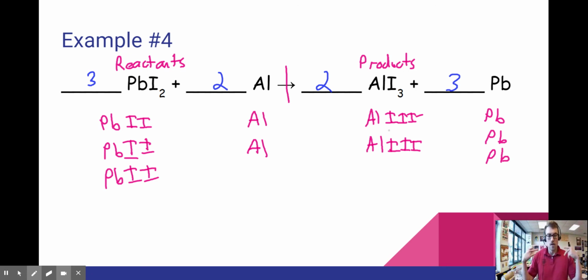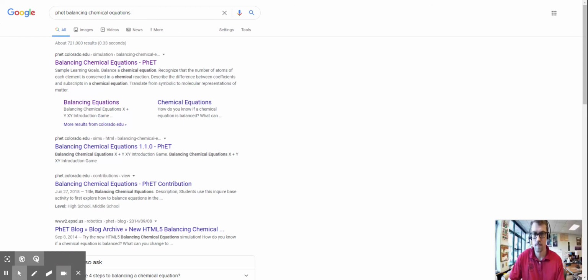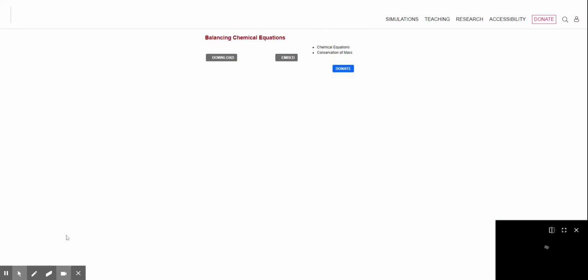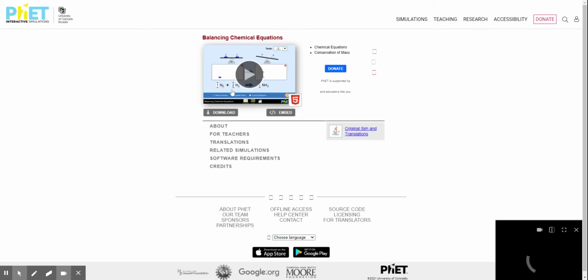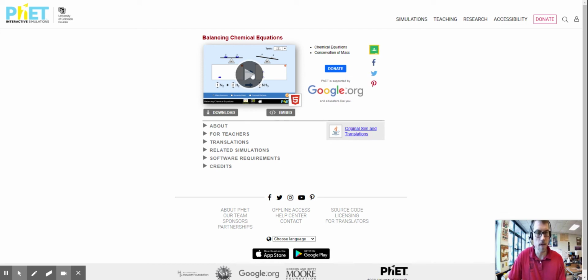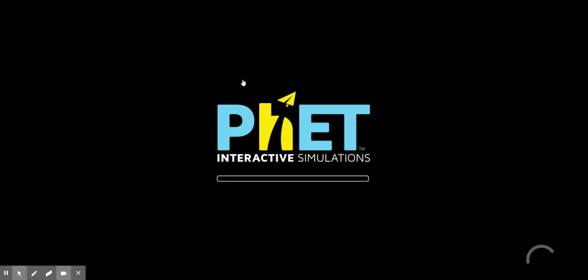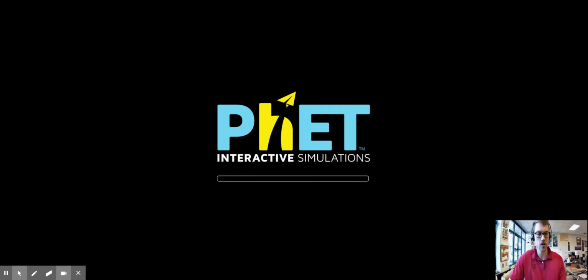All right. So what you need to do now is, at the end of the notes, do your summary, and then there is a link to the PhET website. It is going to take you to the PhET simulation for balancing chemical equations. I'll show you what that looks like right here. So you'll follow that link to here. You're going to click on the play button, and it's going to load the simulation.